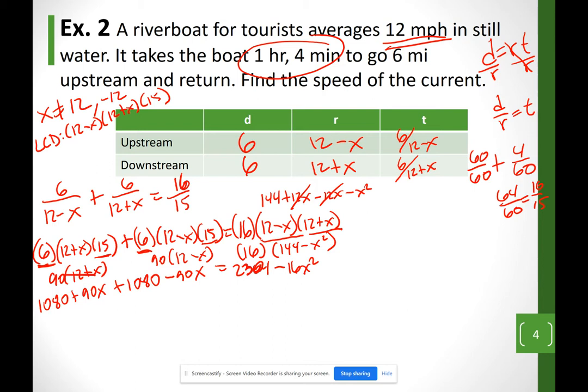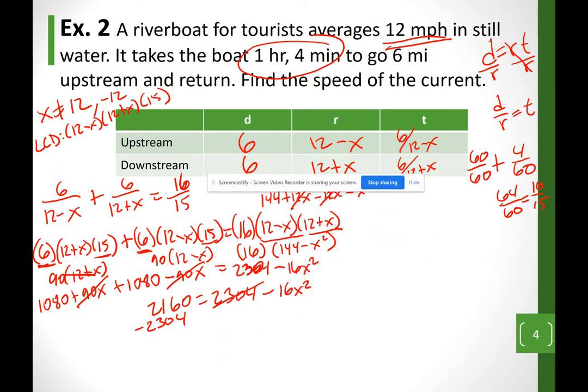Okay. Now looking on the left side, 90x minus 90x, that's good. It goes away. Now 1080 plus 1080, we have 2160 equals 2304 minus 16x squared. Let me subtract 2304.